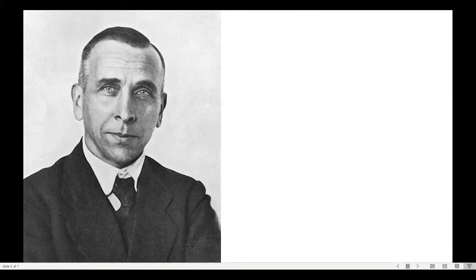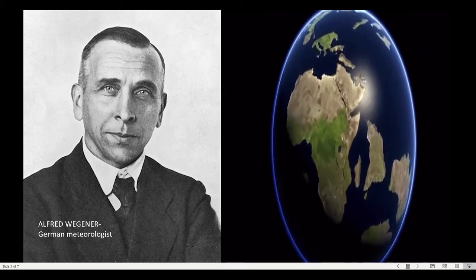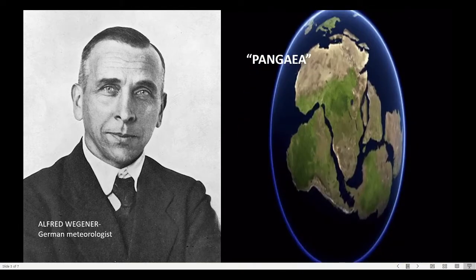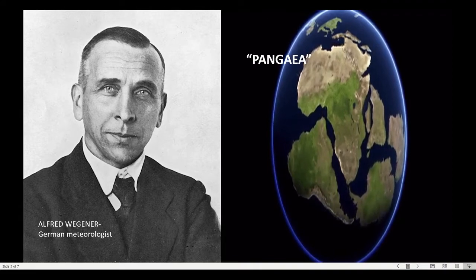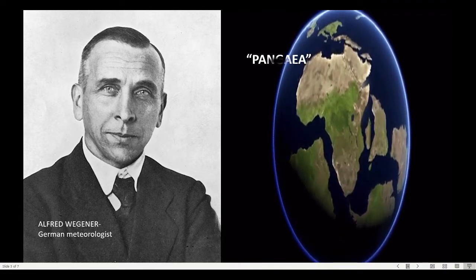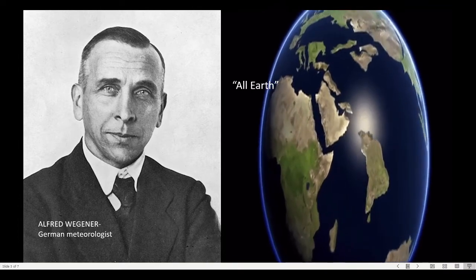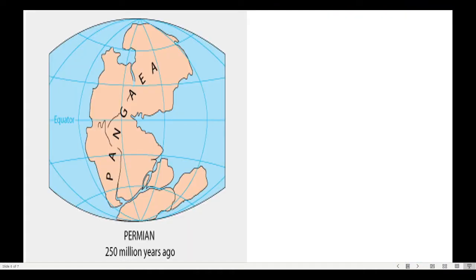In 1912, a German meteorologist named Alfred Wegener proposed a theory that about 200 million years ago, the continents were once one large landmass. He called this Pangaea. Pangaea is a Greek word which means all earth. Pangaea evolved into how the continents look today.